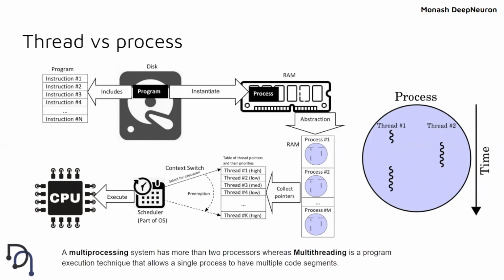And so the big difference is that a multiprocessing system has more than two processes, whereas multi-threading is a program execution technique that allows a single process to have multiple code segments. And that could sometimes utilize multiple CPUs.